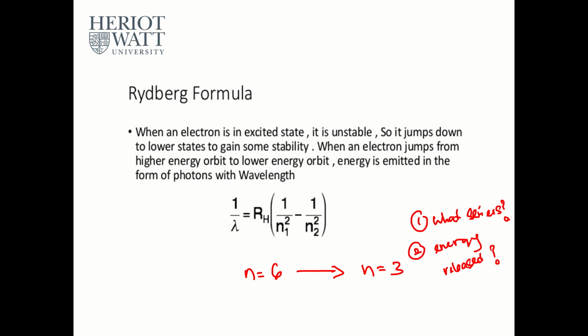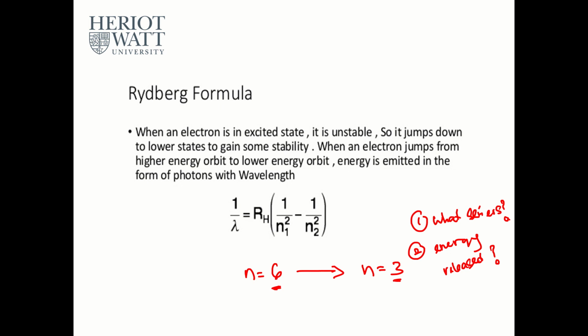We need to calculate, right? Energy, then we substitute into the equations. E equals hν, or E equals hc over lambda. But then we need to know the lambda, which is the wavelength, before we can calculate the energy value released when an electron drops from 6 to 3. Okay, let's solve these two together.